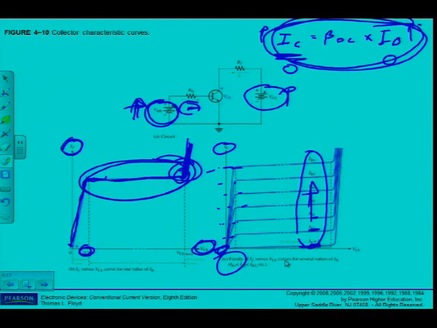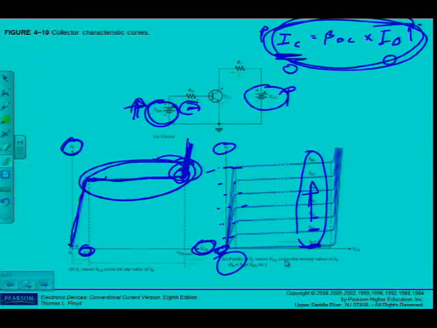But have a look at example 4.3, where they ask you to sketch an ideal family of collector curves for the circuit in figure 4.11 for IB equal to 5 microamps to 25 microamps in 5 microamp increments. Assume a beta DC of 100 and that VCE does not exceed breakdown.